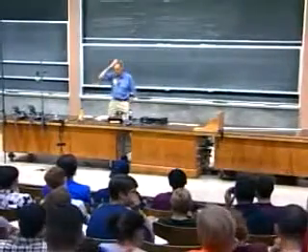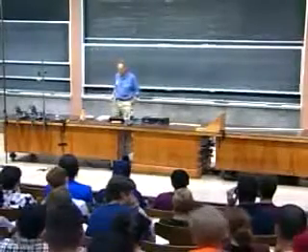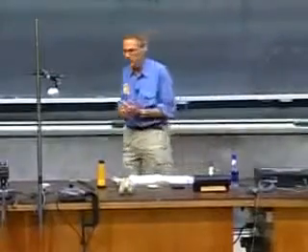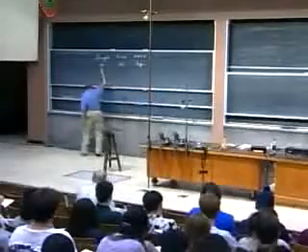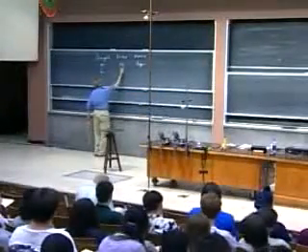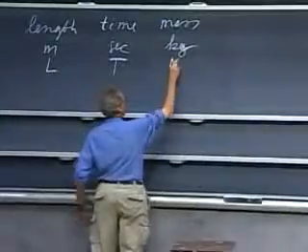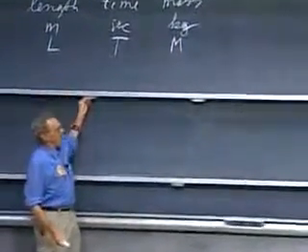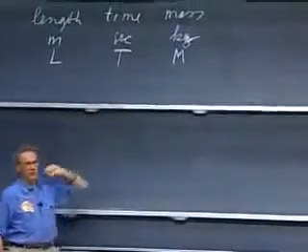I already introduced, as you see, length, time, and mass, and we call these the 3 fundamental quantities in physics. I will give these the symbol capital L for length, capital T for time, and capital M for mass. All other quantities in physics can be derived from these fundamental quantities.